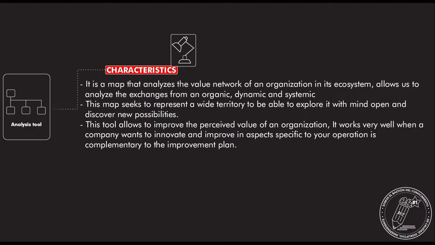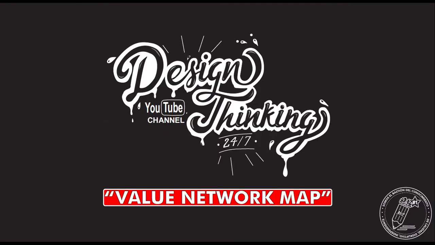This map seeks to represent a wide territory to be able to explore it with an open mind and discover new possibilities. This tool allows you to improve the perceived value of an organization. It works very well when a company wants to innovate and improve in an aspect specific to your operation, and is complementary to an improvement plan. Okay, so the value network map is a very interesting tool because usually it is used when you already have an organization, a company going on, and basically allows you to analyze what is the real value of your company and how can you improve it.